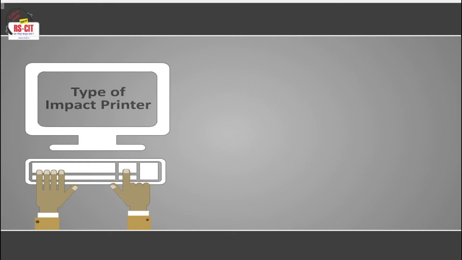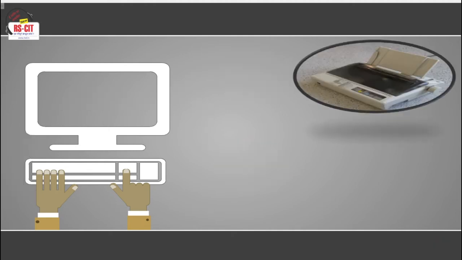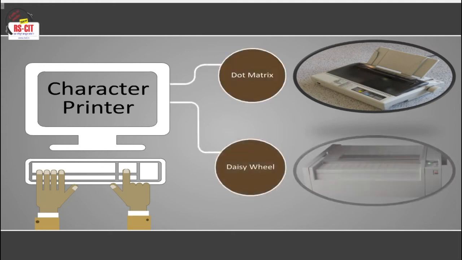An impact printer is a printer that uses a printing mechanism that bangs the character image into the ribbon and onto the paper. Impact printers are of two types: character printer and line printer. Character printers usually print one character at a time. Most popular examples are dot matrix and daisy wheel printers.